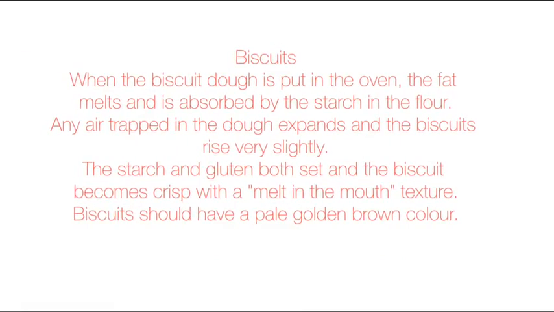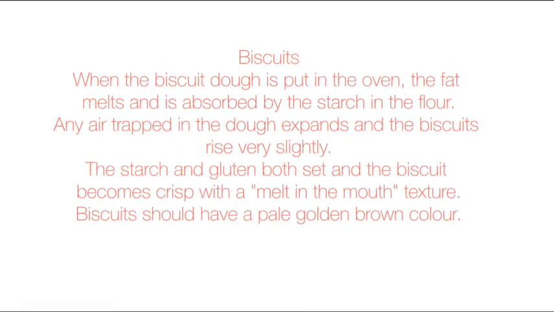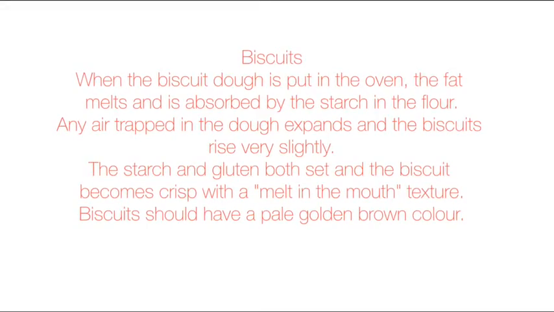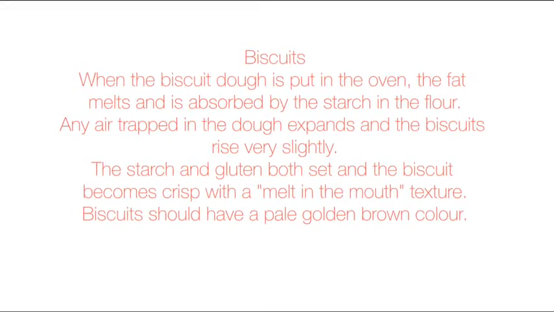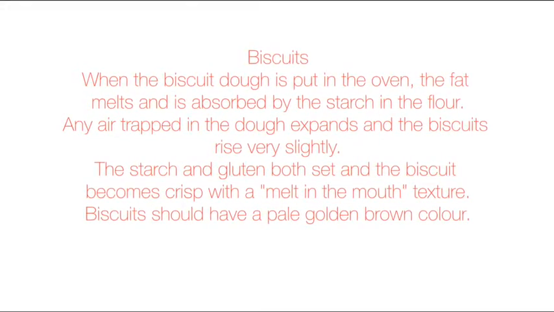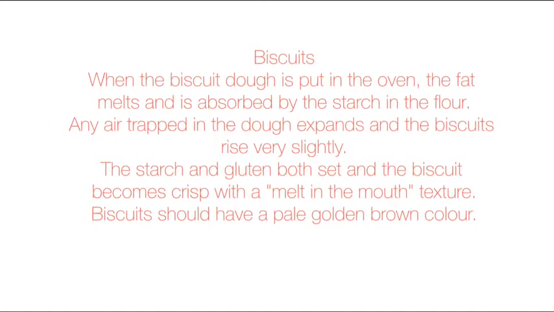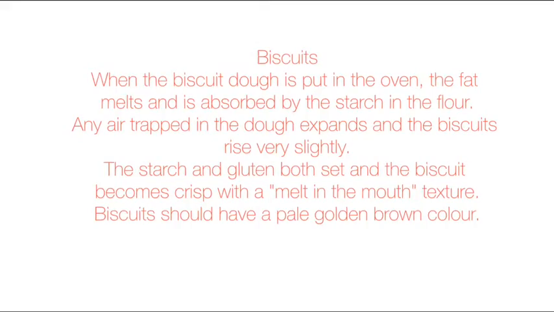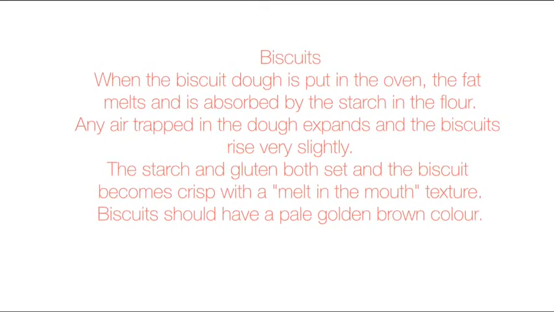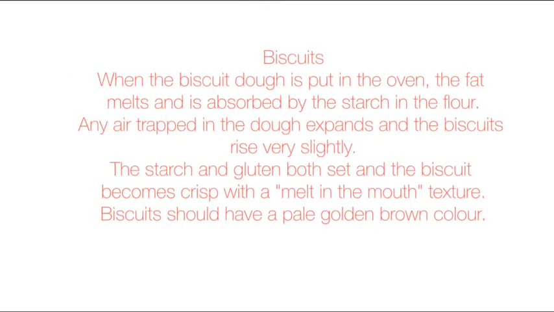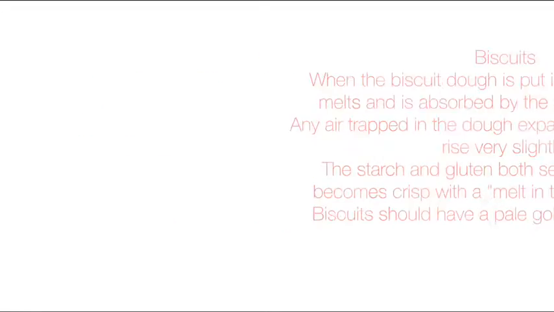Biscuits. When the biscuit dough is put in the oven, the fat melts and is absorbed by the starch in the flour. Any air trapped in the dough expands and the biscuits rise very slightly. The starch and gluten both set and the biscuit becomes crisp with a melt-in-the-mouth texture. Biscuits should have a pale golden brown colour.